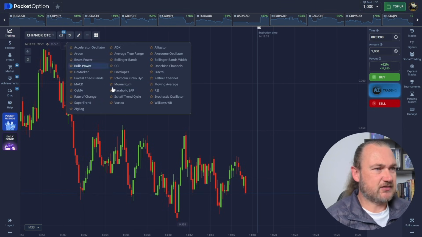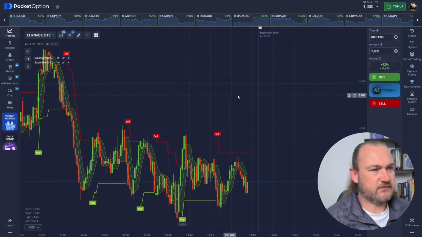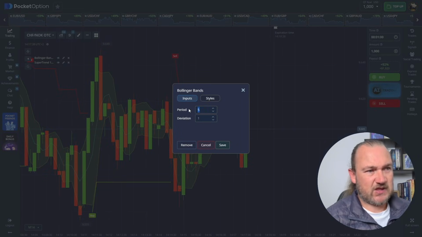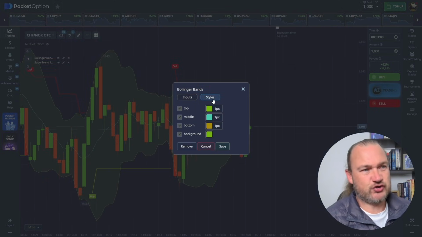Now let's add the indicators. We're going to be adding two indicators today. We're going to be adding Bollinger Bands and we're going to be adding the SuperTrend indicator. We are going to be making some changes to this. We're going to change the period of the Bollinger Bands to 10 and we're going to make the deviation 2.